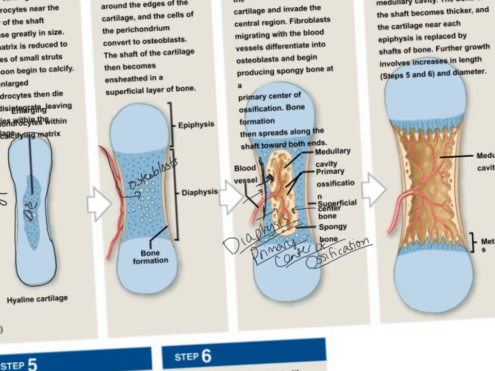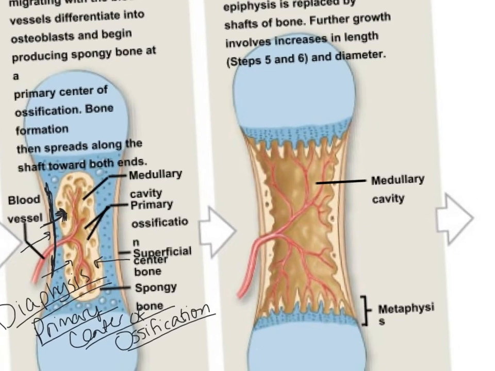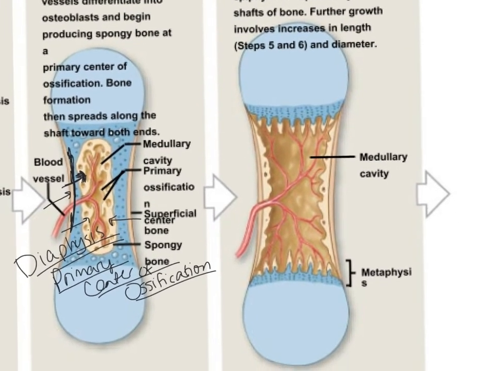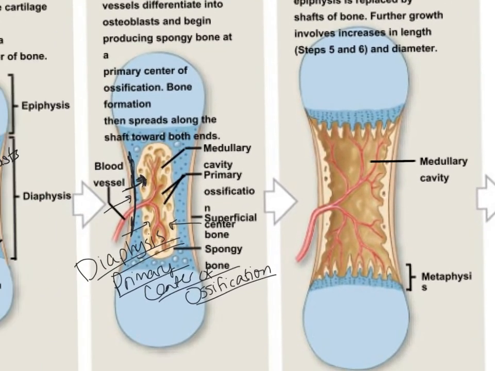So then the next step that happens, here you can actually see that medullary cavity that's been built, right? So the diaphysis is the primary center of ossification, or the medullary? The diaphysis. The medullary cavity is inside the diaphysis. So that whole area is where we first have that. The question will be, where is the primary center of ossification? And you'd have to say the diaphysis.